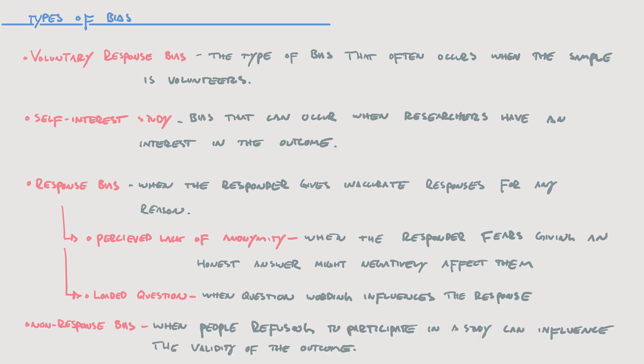Then there's non-response bias, which is when people refuse to participate in a study, which could potentially influence the validity of that outcome. Okay, so those are all the potential biases, right? Anytime you select a sample, you have to think about, am I introducing bias, or am I somehow minimizing the effects of potential bias in my method of sampling?